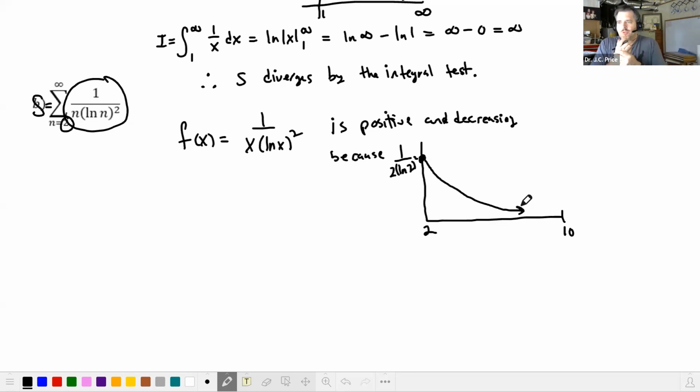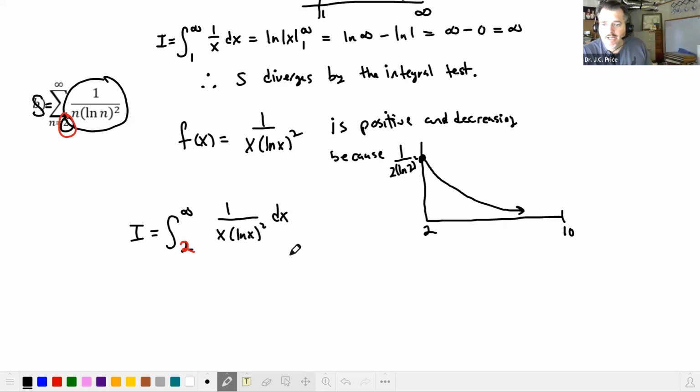Okay, what's next? So it's positive and it's decreasing. Now we're going to look at that improper integral. We're going to look at I and see what happens when we integrate from 2 to infinity. Why do we choose 2? It's very important we pay attention to this index. So we start at 2, and then we have the integral of 1 over x, ln of x quantity squared, dx. And again, we're going to get away with murder here because I'm not going to make you write the limit. We're going to treat infinity like a number, and as long as we're careful, we're going to be okay.